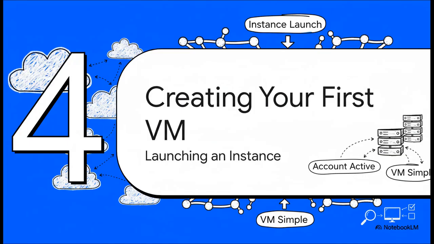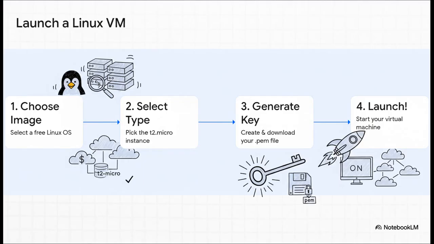All right, once your account is active, it's time for the fun part, launching your very first virtual machine. You're going to be surprised at how fast this is. Let's just walk through the basic idea. So, we're not going to do a full screen-by-screen tutorial here, but honestly, it all boils down to 4 main steps. You pick an operating system, you select the T2.micro instance type, which is the one that's part of the free tier, you generate a security key, and you click launch. And that's it. In about a minute, you have a brand new Linux server running in the cloud, just waiting for your commands.